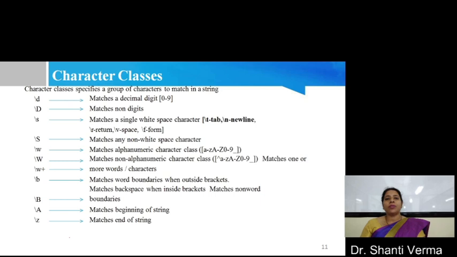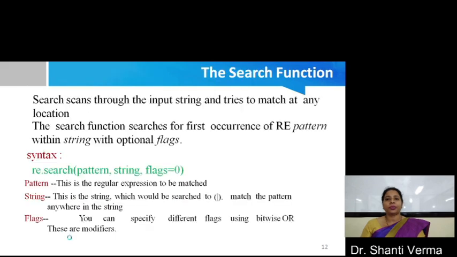If I write caret 0 to 9, it matches any non-digit. There are various types of character classes. Specifiers are also available. Slash d matches a decimal digit. Slash capital D matches a non-digit. Slash w matches an alphanumeric character class, while slash capital W matches a non-alphanumeric class. We can use different types of character class specifiers for searching a string.